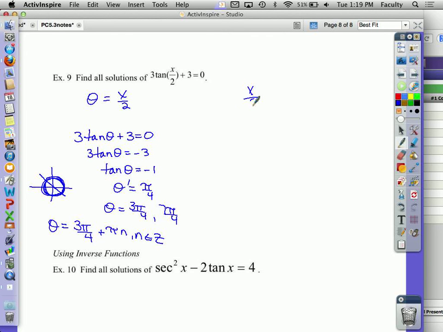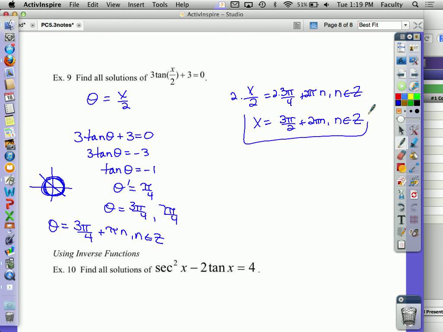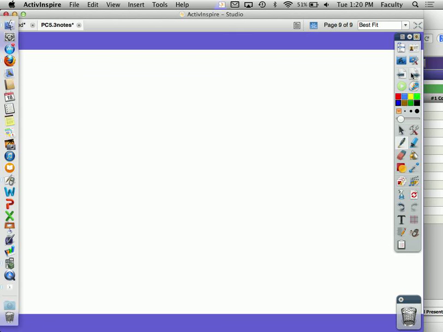Now, I'm going to solve this. Theta is actually x over 2. And then what do you need to do to both sides of the equation to get x? Multiply by 2. So this is x equals, now be careful, you do reduce all fractions. And I'm getting x equals 3 pi over 2 plus 2 pi n, where n is an integer. Okay? So you guys just did the most difficult problems you can do. Okay? That's awesome.